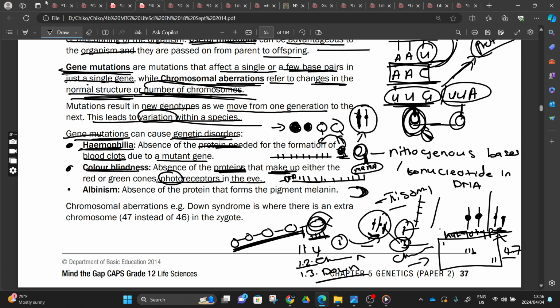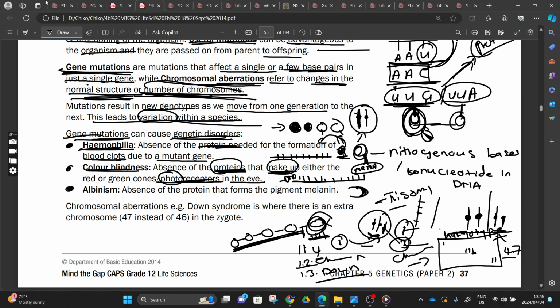So if you don't have the proteins that make up that photoreceptor, you won't be able to notice that the color we are using here is purple. Now you can tell this color is purple. It's because your retina is not producing this. You understand? You have a mutation.